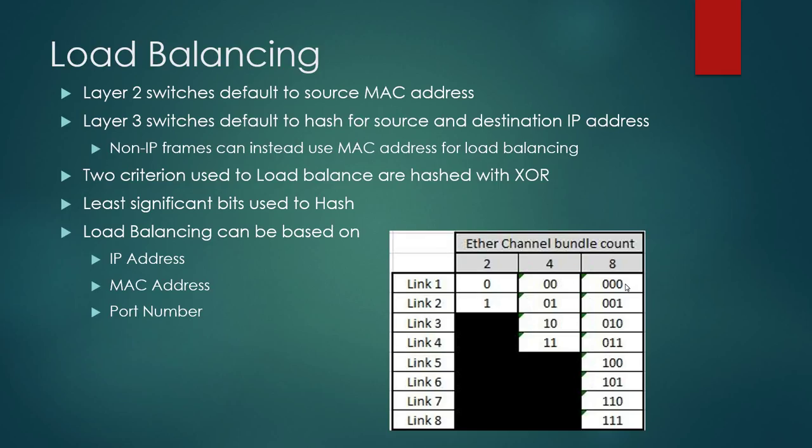either our basic criteria like a source MAC address or our hashed XOR result. Now, for a two bundle Ether channel, we require one bit, the least significant bit of our load balancing criteria, to determine what link we're going to use. So link 1 would be the value of 0, and link 2 would be the value of 1. Now, if we have 4 bundles within our Ether channel, we need to use the 2 least significant bits within our criteria, with 0, 0 being link 1, and 1, 1 being link 4. And in the 8 bundle Ether channel, we require the 3 least significant bits within our criteria to determine the link that would be used.